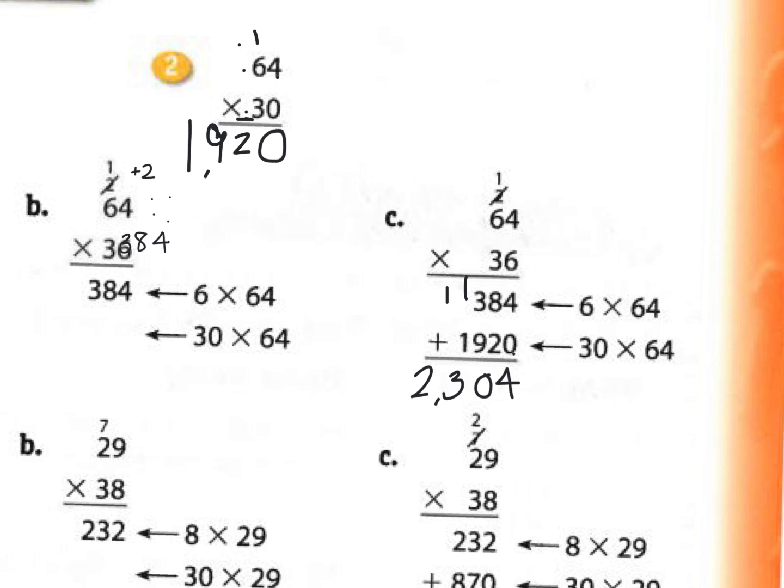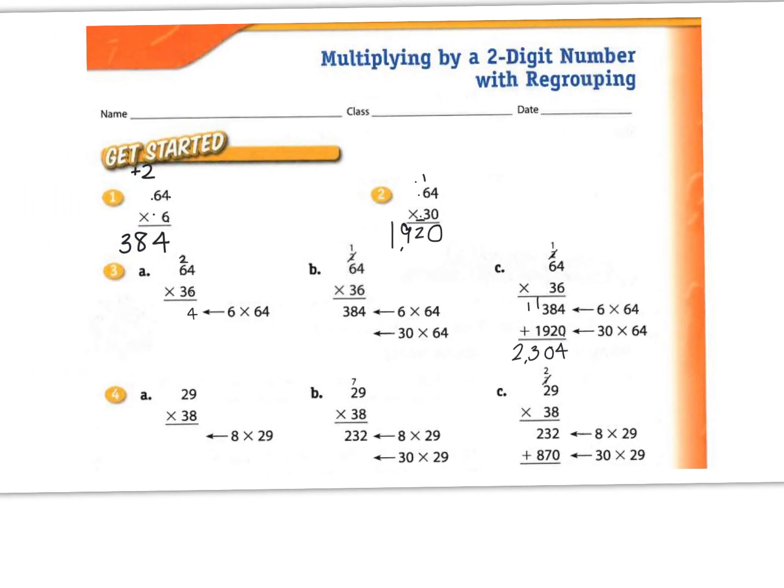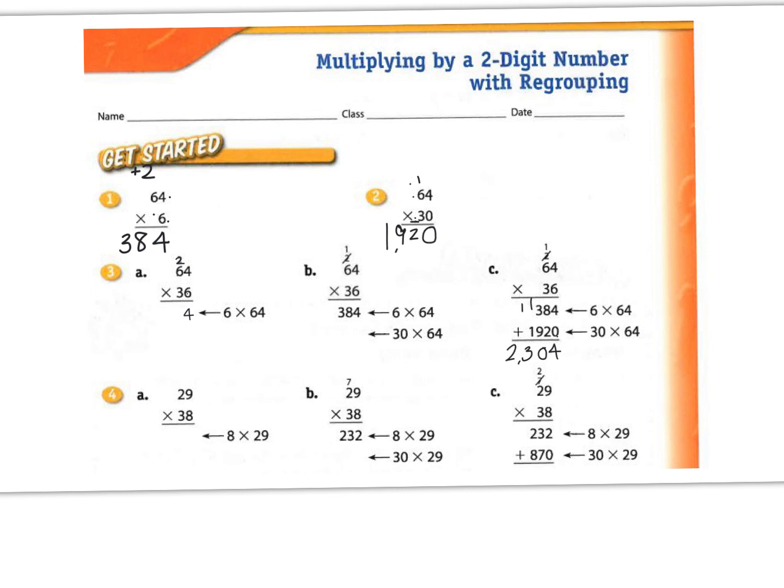All right. Oops. Some of those numbers got mixed up. Sorry about that. Okay, so number 4, we have 29 times 38.